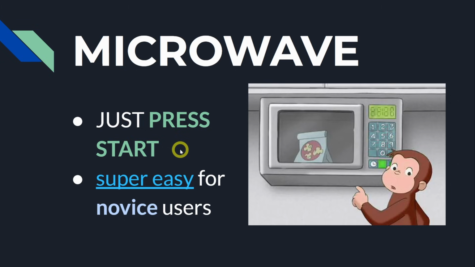I much prefer using a microwave, okay? If I need something to get hot, I like to just be able to press start and wait 30 seconds. Oh, it's not hot enough. Press start again, or just put the time in. It's much easier. I don't have to do a bunch of waiting. There's not a lot of setup. It's just ready to go right away, and it's super easy for novice users, like our friend Curious George here.